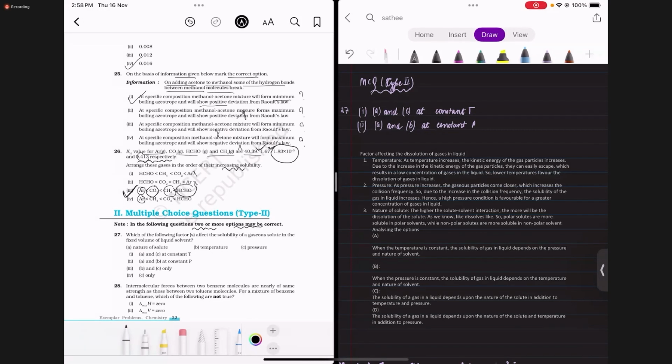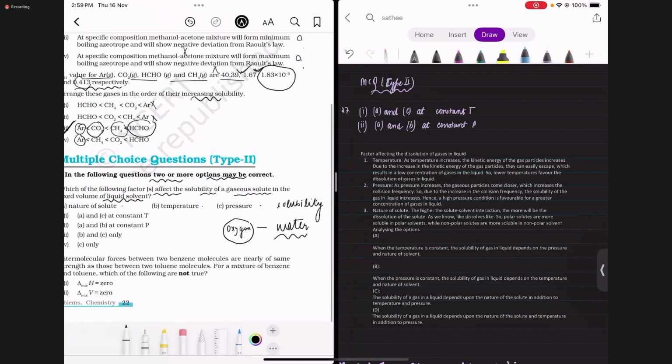So the first question is: which of the following factors or factor affect the solubility of a gaseous solute in a fixed volume of a liquid solvent. So the solute is a gas and the solvent is a liquid. These factors, that is the nature of the solute, temperature and pressure, which of them affects the solubility of a gas in a liquid? For example, if oxygen is dissolved in water, oxygen is a gas. If it is dissolved in water, what affects the solubility of oxygen in water?